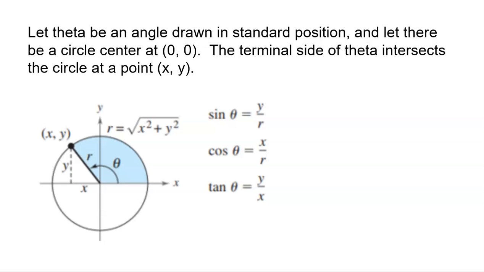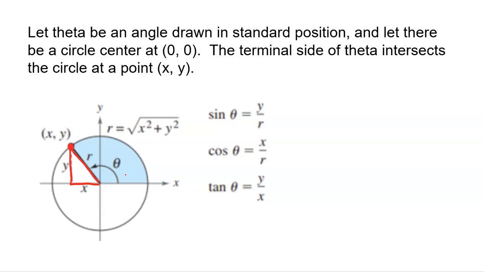If we let theta be an angle drawn in standard position and let there be a circle centered at (0, 0), the terminal side of that angle will intersect that circle at a point (x, y), which I have shown here in the picture. The height of that point, the vertical displacement, is your y coordinate. The horizontal displacement of that point is your x coordinate. And the distance from the point to the origin is the radius. In fact, that's true for any point on the circle. So that's what makes this a very specific x and a very specific y.